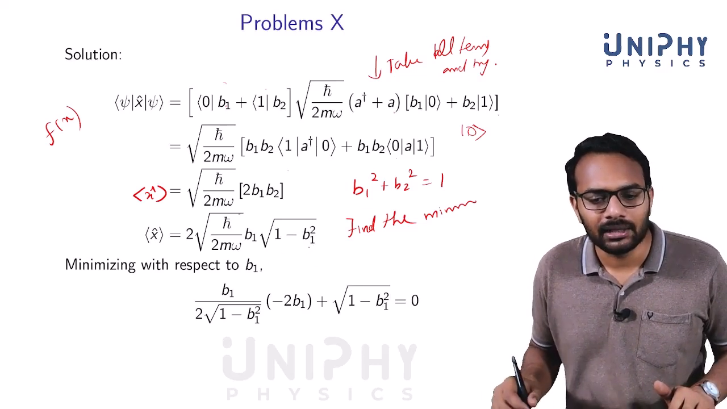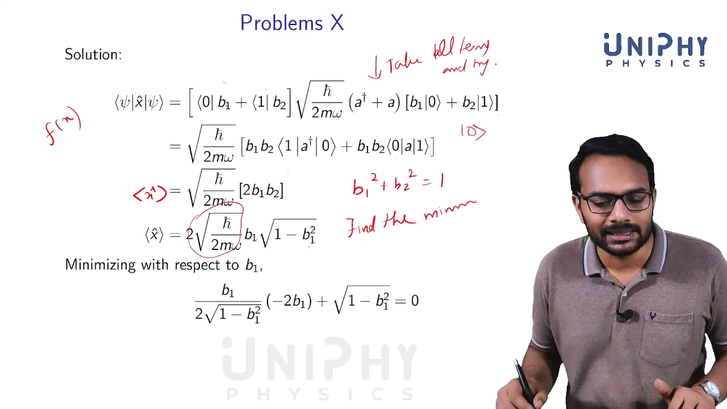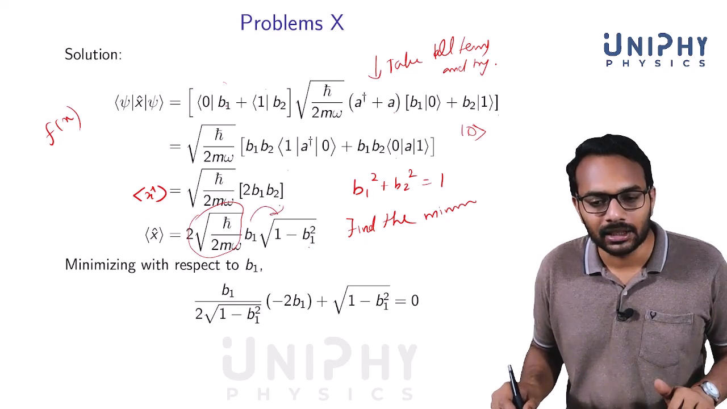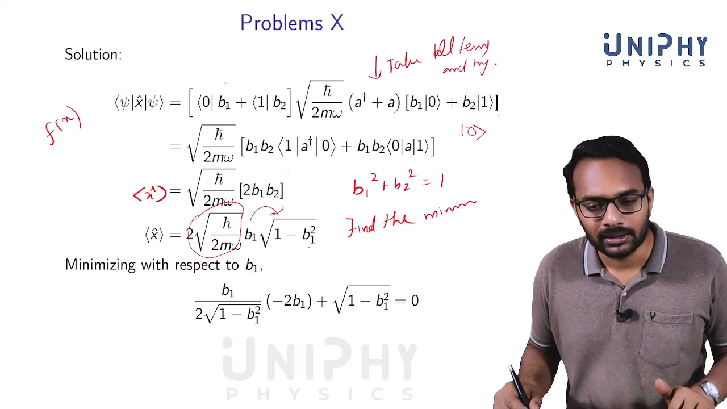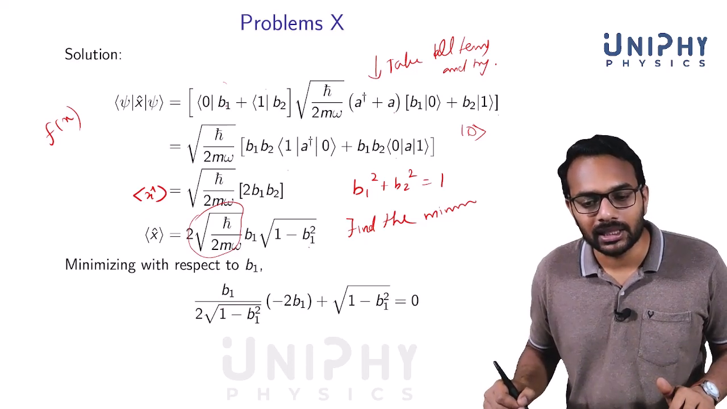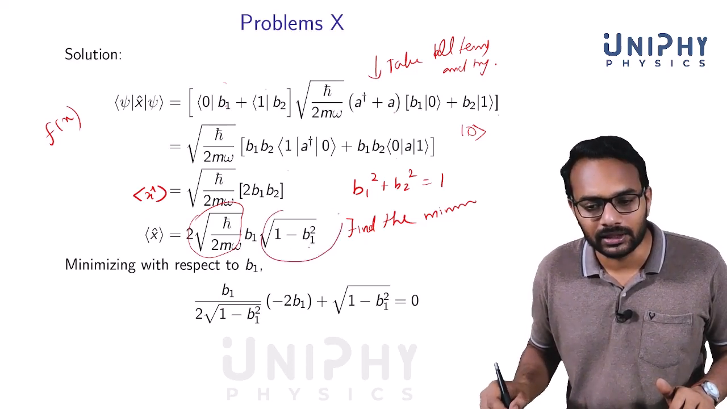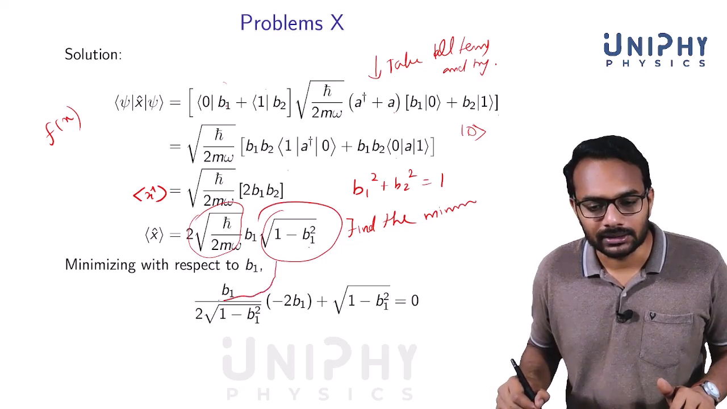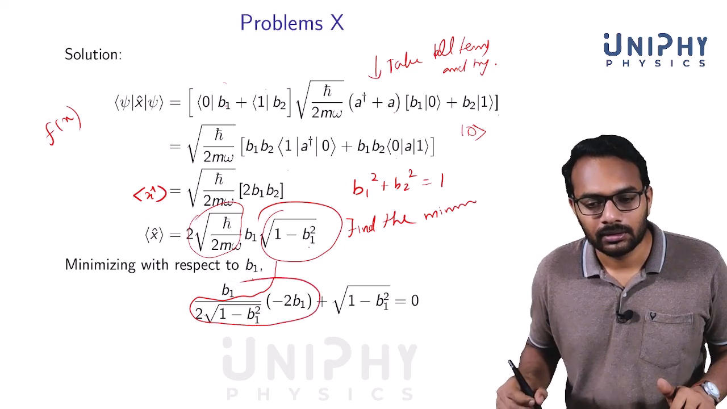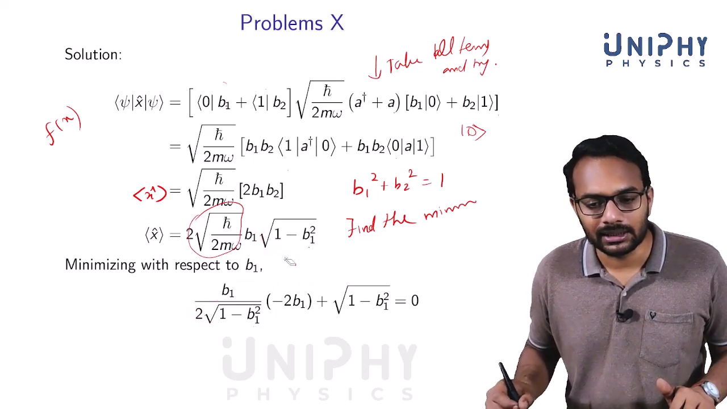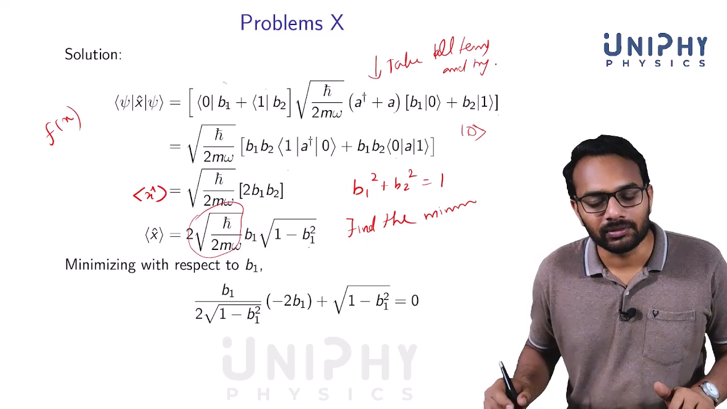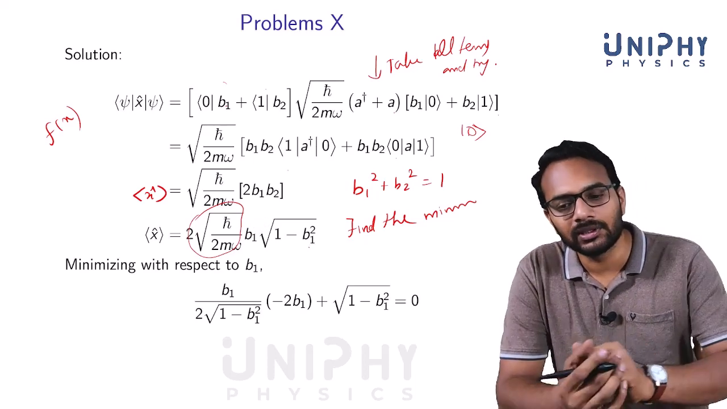Since we are demanding it to be 0, these terms will immediately disappear and we can write, you just take the derivative, it's a product rule. Keep this thing constant and then take the derivative of this: b1 times 1 by 2 square root of 1 minus b1 square, multiplied by minus 2 b1. Now keep this constant and take the derivative of b1 with respect to b1, and you get square root of 1 minus b1 square, and the sum is equal to 0.